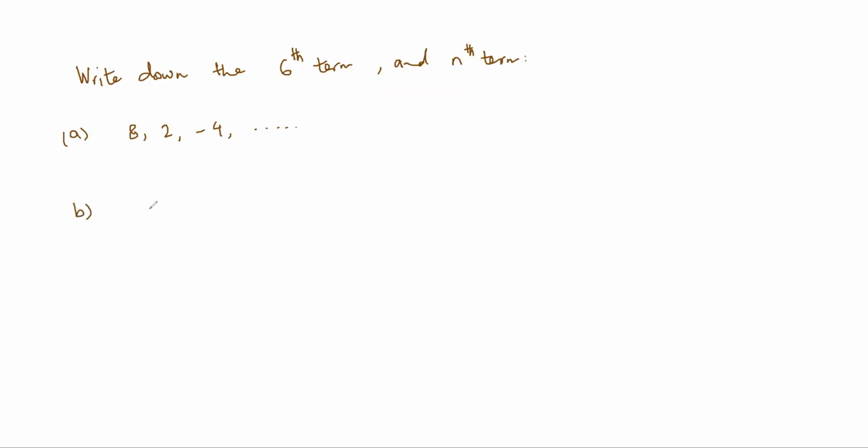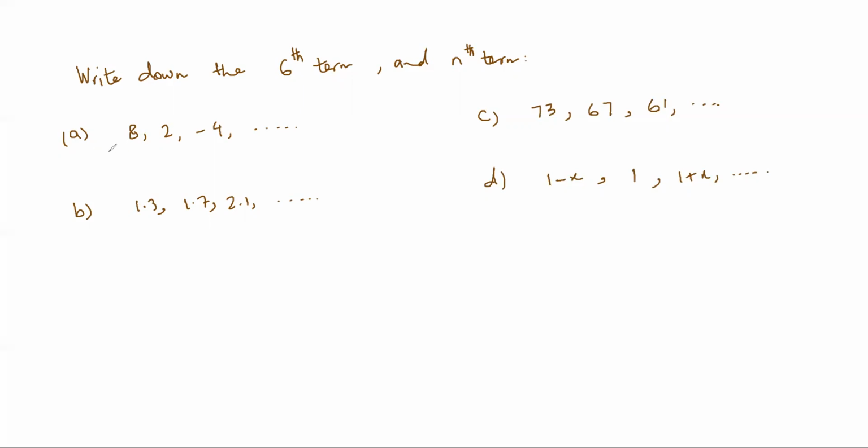I'm writing some more questions here. This is 1.3, 1.7, 2.1, and so on. Then you have 73, 67, and just one more. 1 minus x, 1, 1 plus x, and so on. Okay, so you have to tell me what your answers are now.